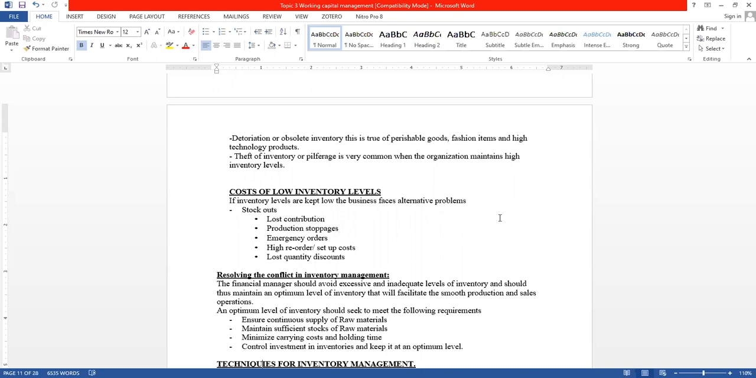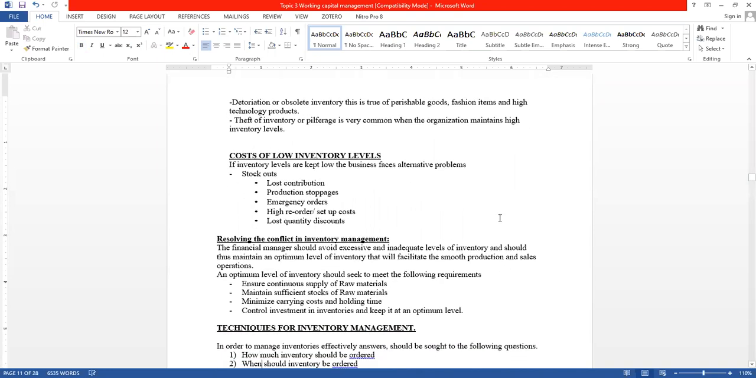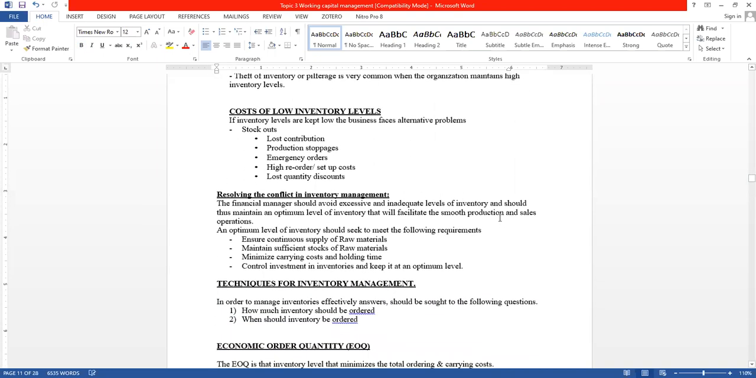So what are some of the techniques for inventory management? Now, in order to manage inventories, you need to ask yourself, how much of the inventory should you order? And then when should the order be made? Because those are two critical questions that you need to ask yourself before you do anything. How much do you need? And when should you make an order?